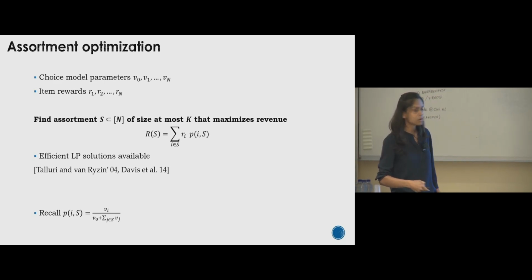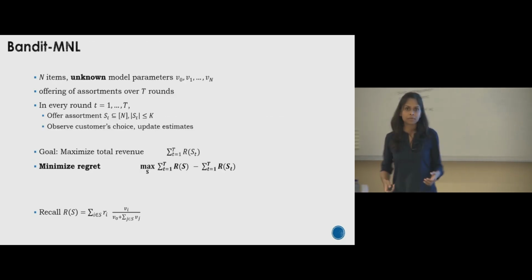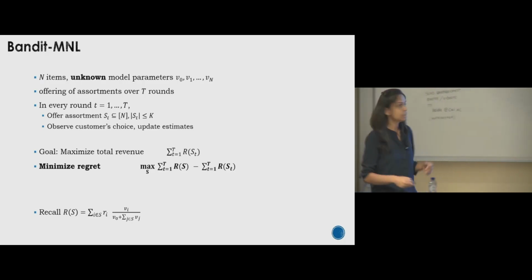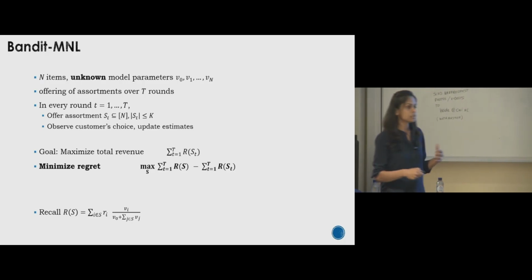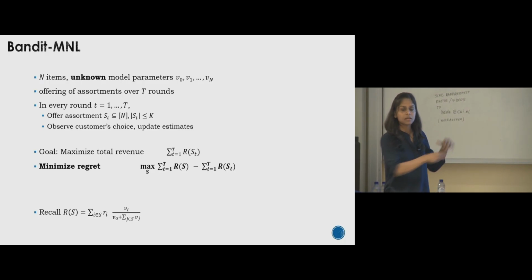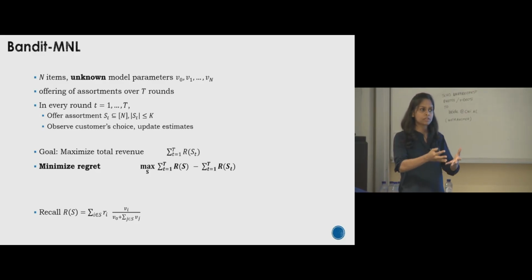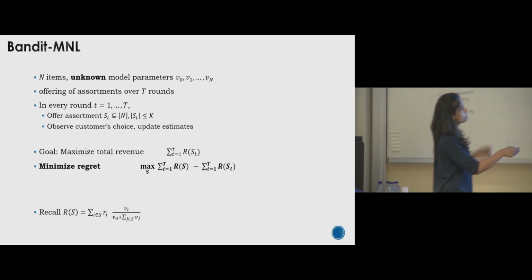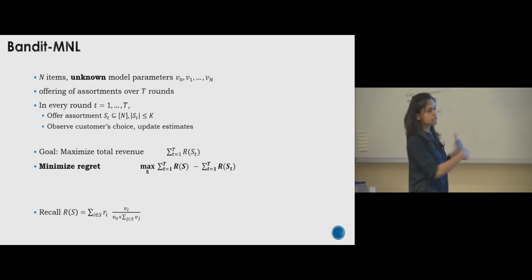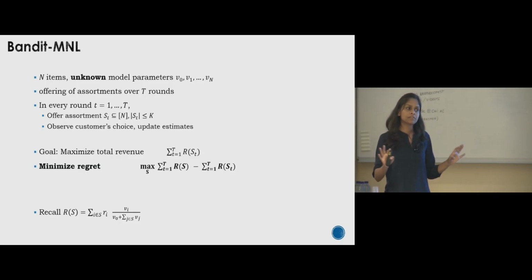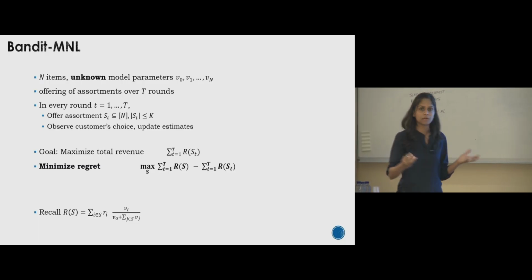But what is the learning problem now? What's the bandit version of it? Imagine that you don't know these parameters. The only thing you can do is offer an assortment and see what the customer picked. So you offer a cardinality at most K assortment to the customer, and you see the choice, and then in whatever way you can, you update your estimates of these parameters and go on.